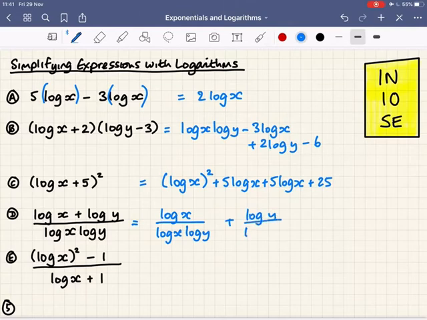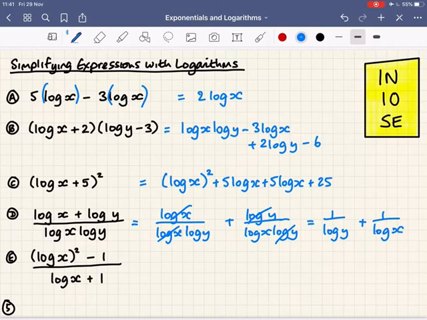Over log x log y, and then I can easily simplify. The first one I can simplify by cancelling out the log x's to get 1 over log y. Same sort of idea for the second one: cancel out the log y's and I get 1 over log x. Nice technique. Split if you can keep the denominator the same, but you can split the top into its two components to make two separate fractions.